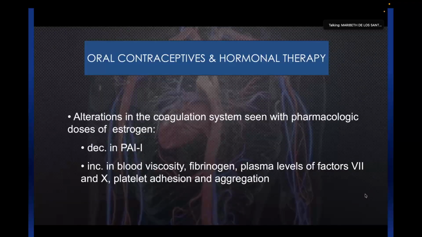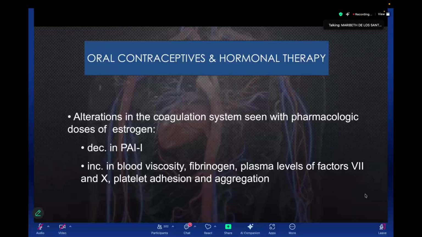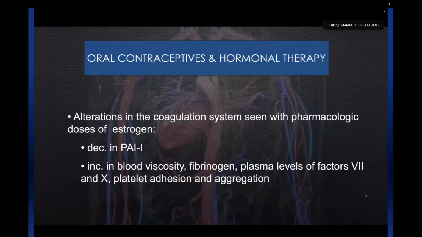Oral contraceptives and hormonal therapy. The use of OCPs and hormonal therapy may alter the coagulation system, like decrease in plasminogen activator inhibitor 1 and increase blood viscosity, platelet adhesion and aggregation, increase in fibrinogen, and increase in plasma levels of factors 7 and 10.